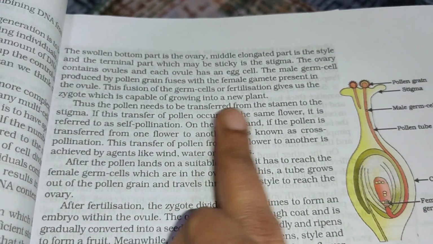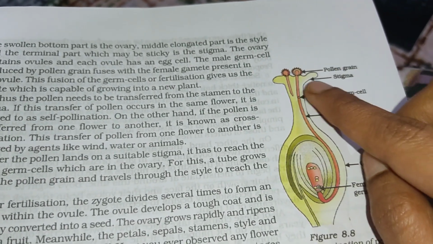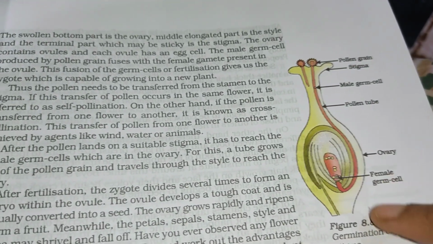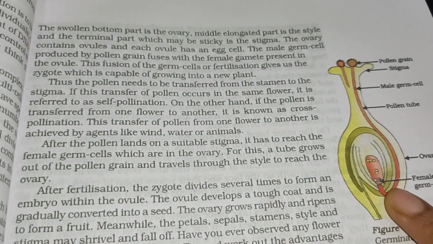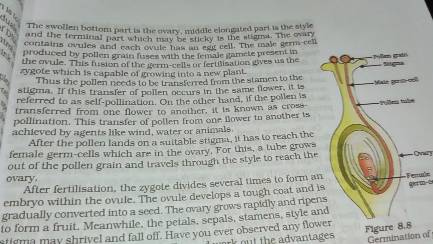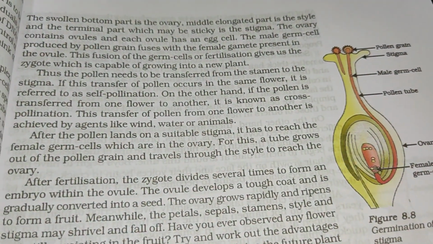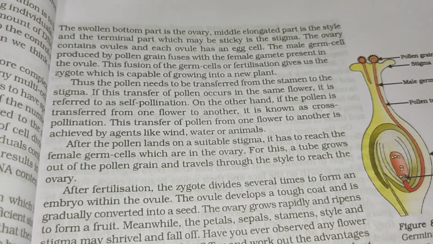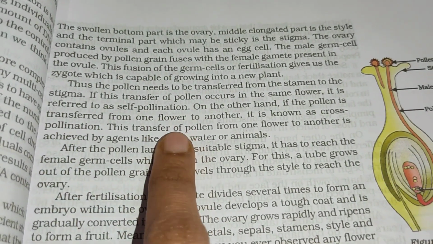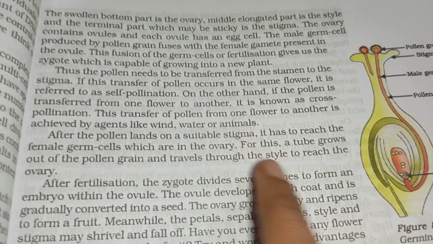So the pollen needs to be transferred from the stamen to the stigma. From the stigma it should pass through the tube, down the style, and reach the egg. If this occurs in the same flower, it is called self-pollination. If it is transferred from one flower to another flower of another plant of the same type, it is called cross-pollination. The transfer of pollen from one flower to another is achieved by agents like wind, water or animals.